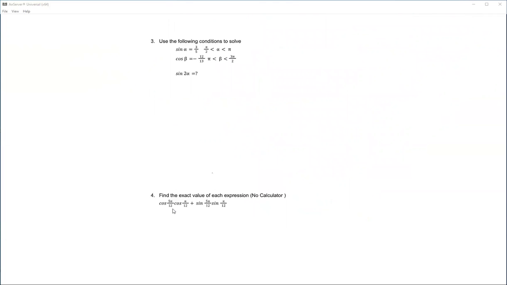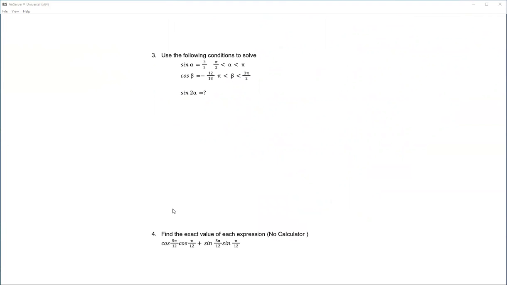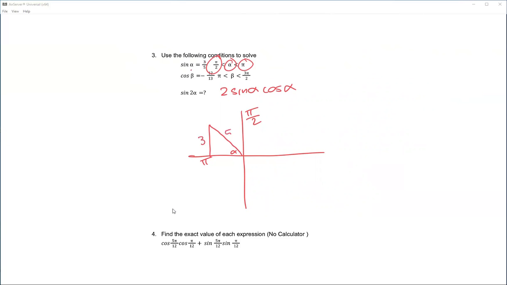This one right here, remember that sine 2 theta is equal to 2 sine A cosine A. So if you have sine A, remember that A is between pi over 2 and pi. So it's in quadrant 2. And remember that this is A right here. Sine is opposite, which is 3, over hypotenuse, which is 5, which means that this portion right here is -4 if you did the Pythagorean theorem, right?